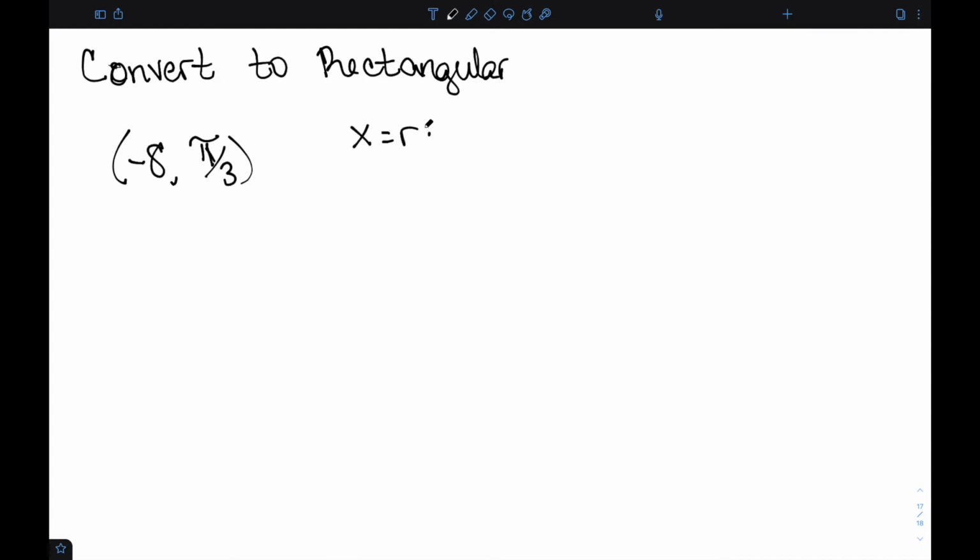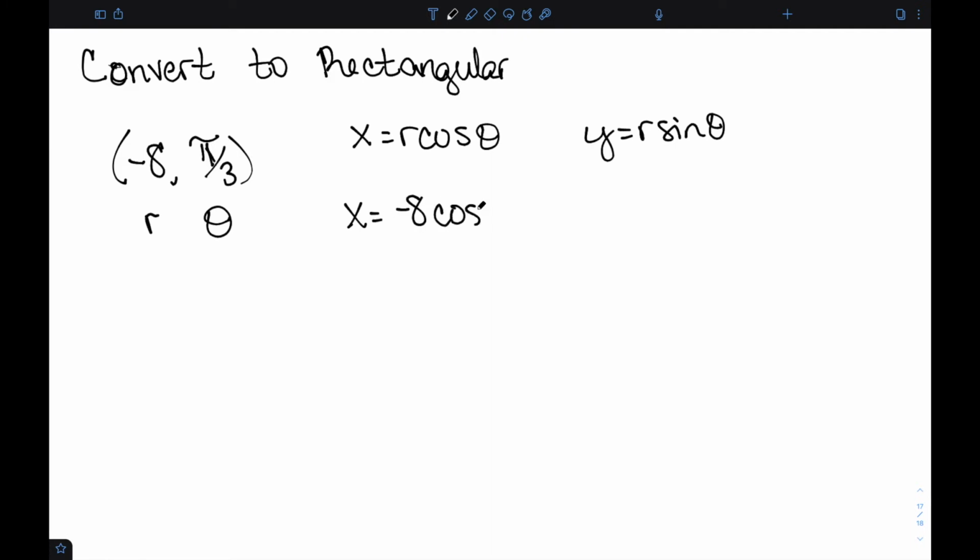Once again, x is equal to r cosine theta, y is equal to r sine theta. In this case, -8 is r, theta is pi over 3. So we have -8 times cosine of pi over 3 for x, and -8 times sine of pi over 3 for y.